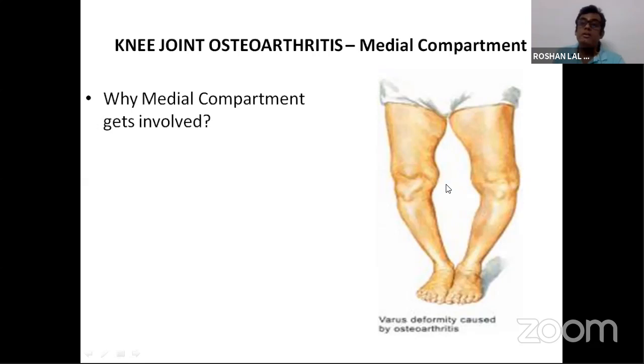And there is a general rule that the structure which transfers more weight will be more vulnerable to osteoarthritic changes. The structure which does not transfer weight or transfers less weight will be less vulnerable to osteoarthritic changes. So this is the reason that the medial compartment transfers more weight than the lateral compartment. Therefore, the medial compartment is frequently involved in osteoarthritic changes.